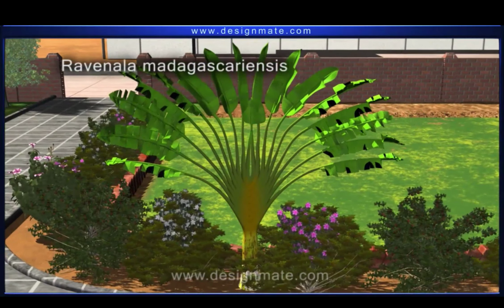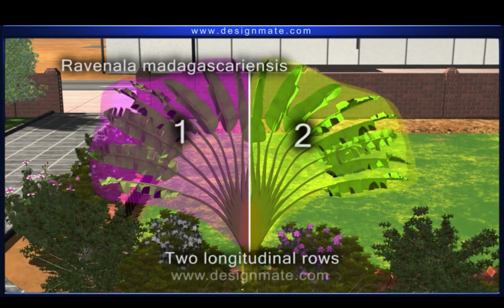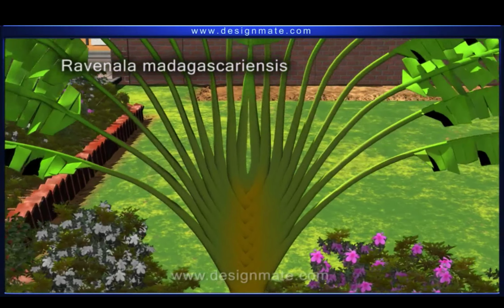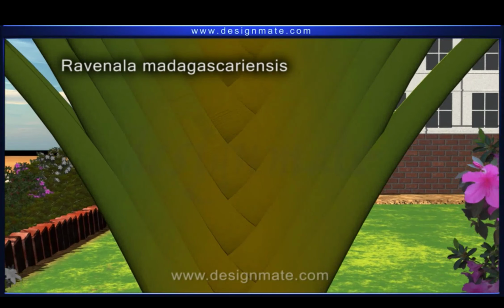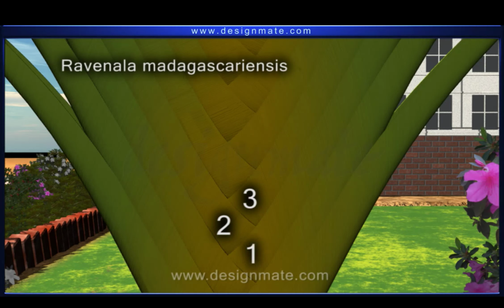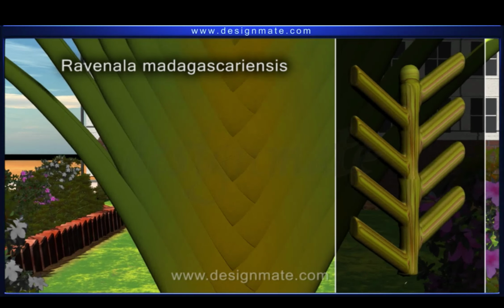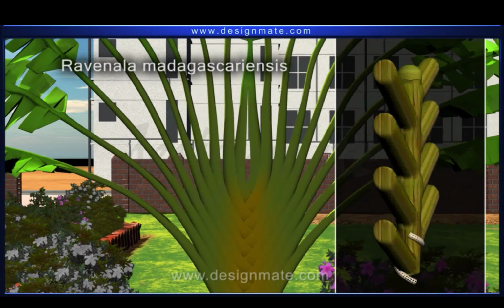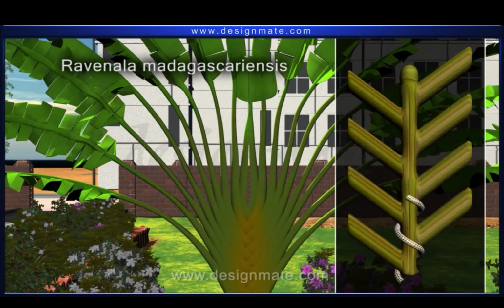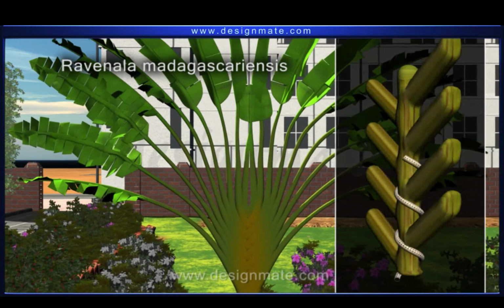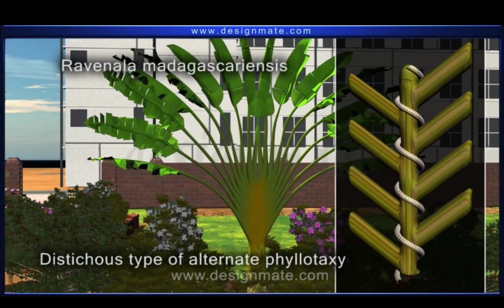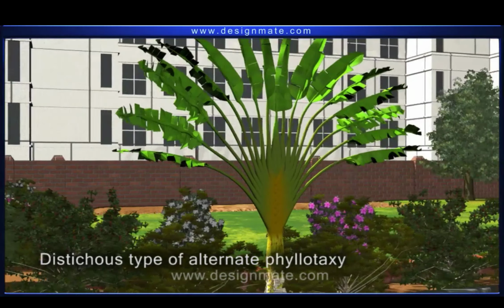In Ravenella madagascariensis, the leaves are arranged in 2 longitudinal rows or ranks. But on the opposite sides of the axis, we find that the 3rd leaf stands over the 1st. In the schematic representation, the imaginary spiral line drawn from the 1st leaf has to make one complete turn to come to the 3rd leaf. Such a type of phyllotaxy is called 2-ranked or disticus type of alternate phyllotaxy.